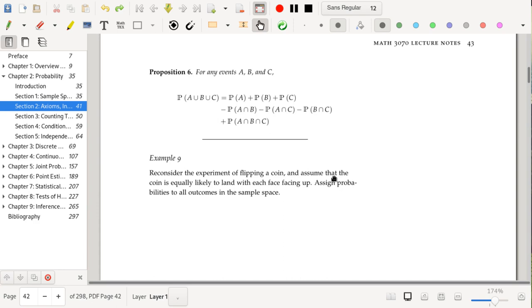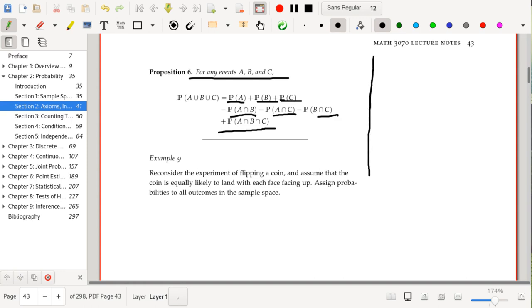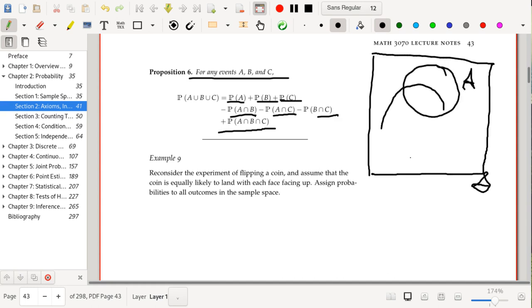So proposition 6, now we have three events, A, B, and C. And the probability of the union of those three events is going to be the sum of the probabilities of the events minus the probabilities of intersections of two, plus the probability of the intersection of all three. All right, so I'm not going to prove this, but I'm going to give you an argument for why this must be true. So here we have our sample space. We have the set A, we have the set B, and we have the set C. It's basically the same reasoning as we used before.